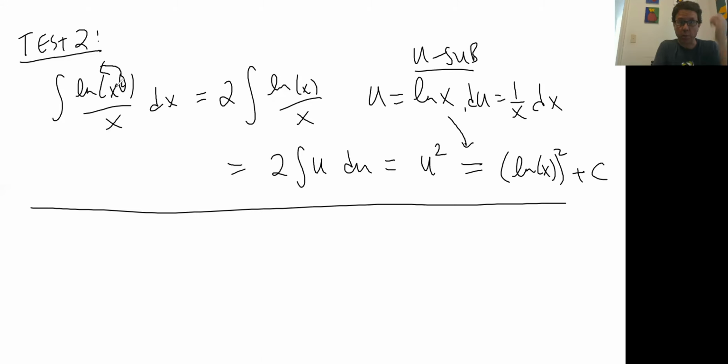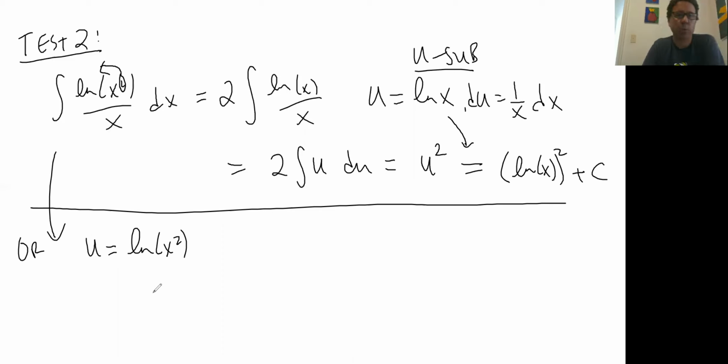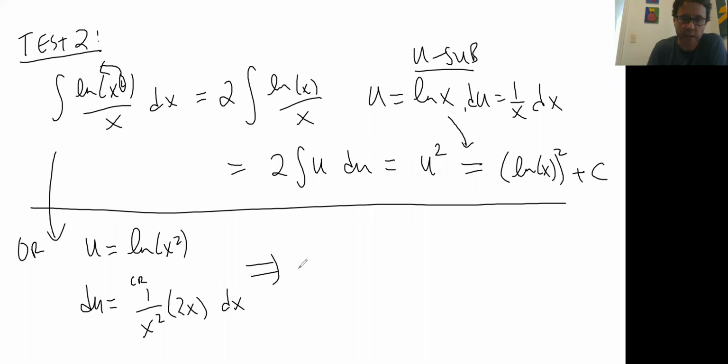Now, if you didn't know to bring this 2 down, you could have just said, well, let's let u equal the natural log of x squared completely without taking this 2 down. Well, then du is a little bit trickier, but you take 1 over x squared, and then you multiply by the derivative of the inside, which is 2x. So there's a little bit of chain rule there. And so when you substitute that in, it turns out this 2 will come over as a half in this case.